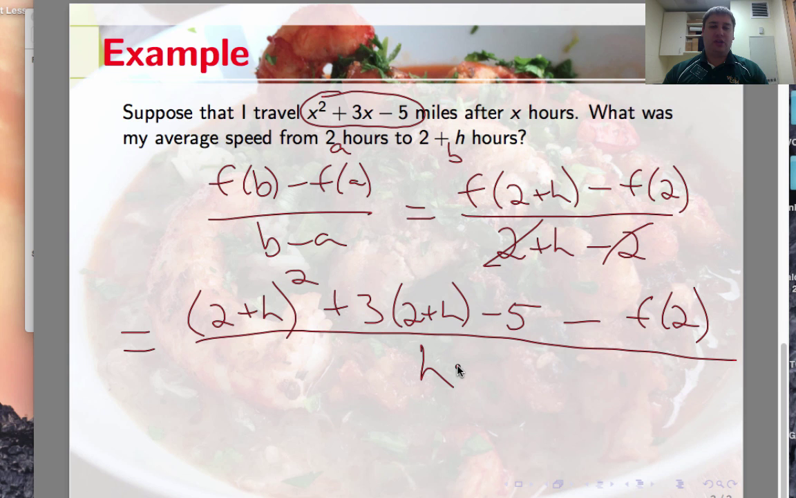Okay, we're going to do more of these in class, but I hope that this makes sense. So rather than going from 2 to 3 or 2 to 6, we're going from 2 to 2 plus h. We're going from 7 to 7 plus h. We're going from one number to just a little bit bigger than that number.